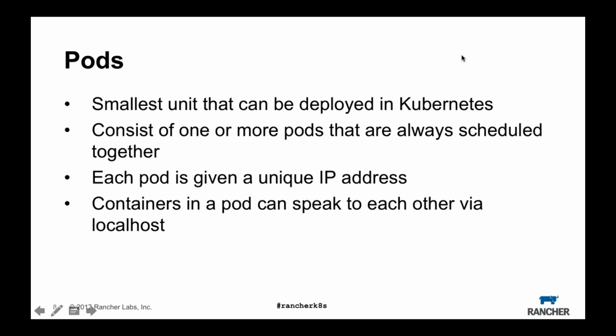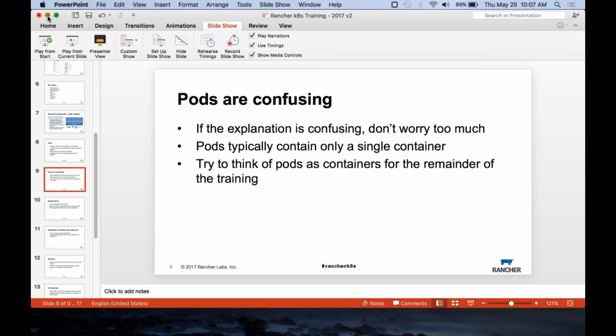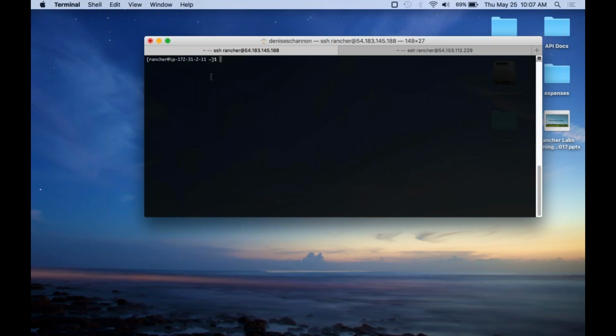So I'm going to get out of my slides real quick, and we're going to start the demo. The only things I've done before the demo is I've set up two AWS boxes. They are running RancherOS. They are running Docker version 1.12.6 because Kubernetes itself doesn't support Docker 1.13 or above yet.